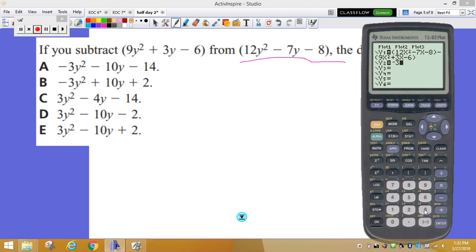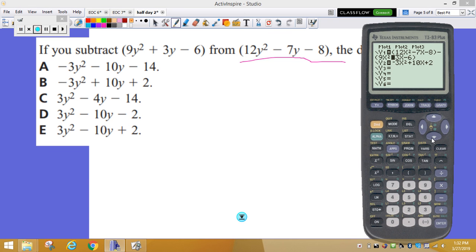First one is negative 3x squared minus 10x minus 14. Nope, that's definitely not right. Next one is negative 3x squared plus 10x plus 2. Here's my first one. And my second one. Nope, that's not right.